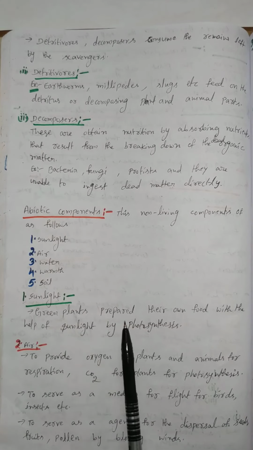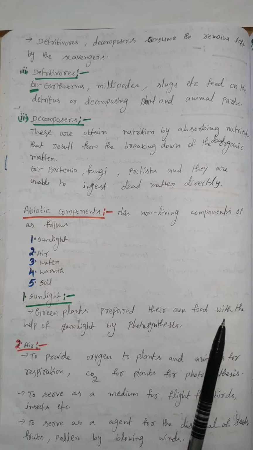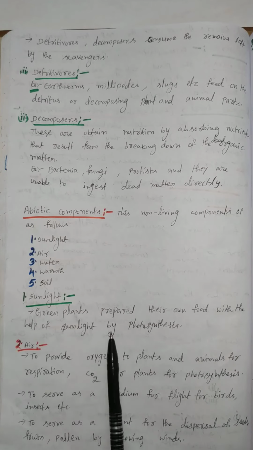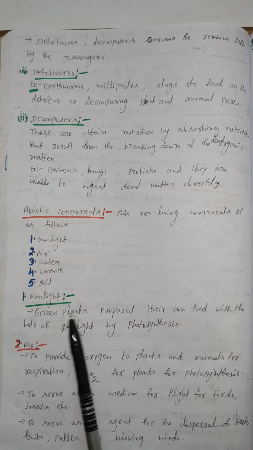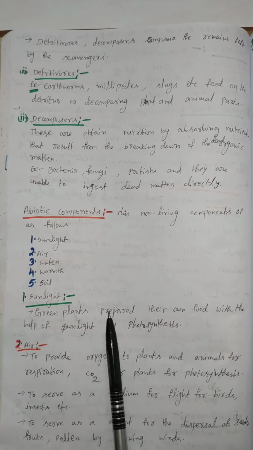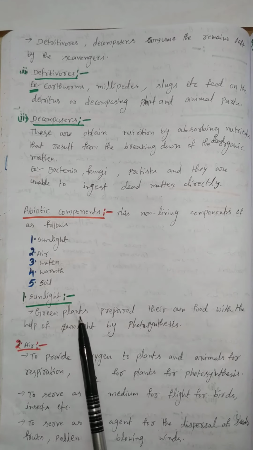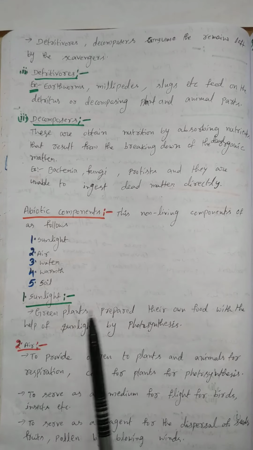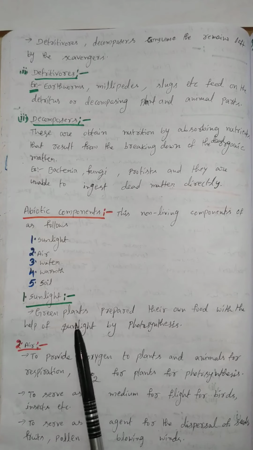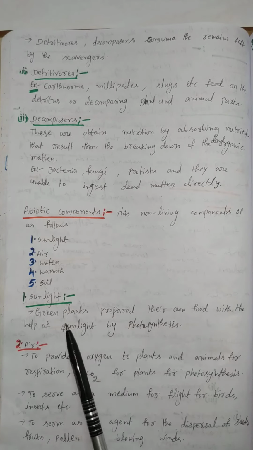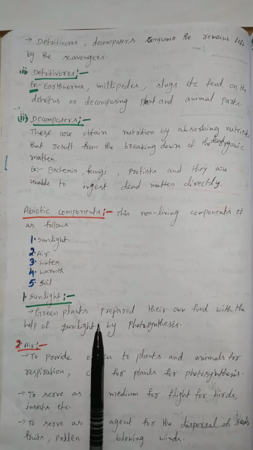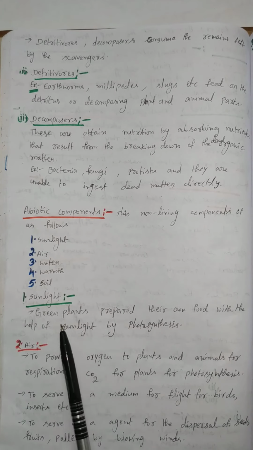Green plants prepare their own food with the help of sunlight by photosynthesis. Through these physical conditions, sunlight is very useful to the plant for food preparation. Green plants are also called producers or autotrophs. So they prepare their own food by the process of photosynthesis with the help of sunlight. So sunlight is also helpful to the organisms.